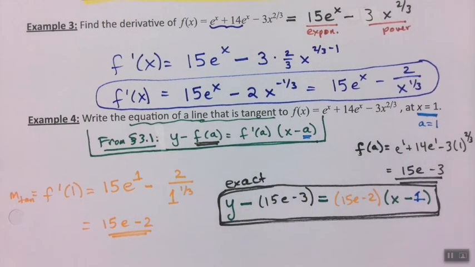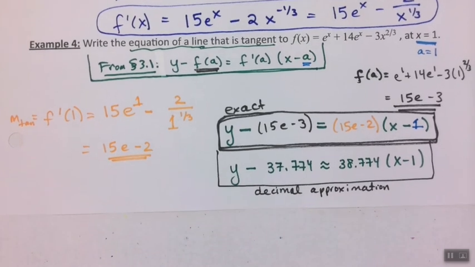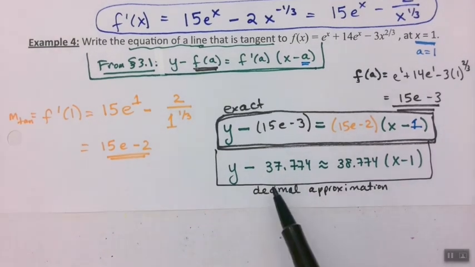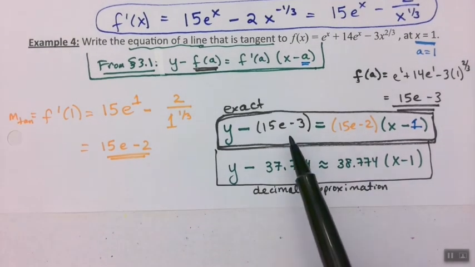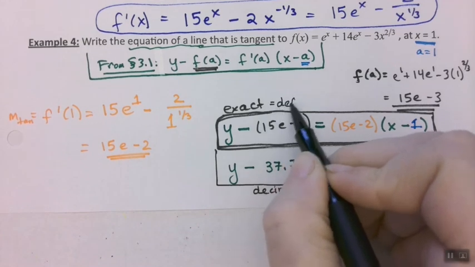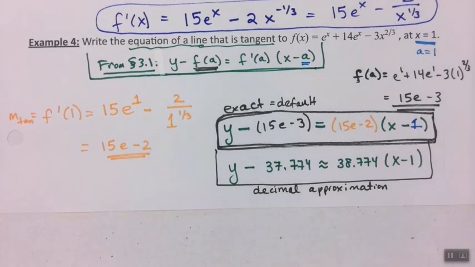Now we could simplify it a little bit. We could distribute our negative and FOIL this out and kind of deal with this, but we don't have to. Nobody said. And now if we wanted to do decimals, we could. So I could find what 15e is in a calculator, and 15e minus 3 and 15e minus 2. And when I do that, I get a decimal approximation. So this would be the decimal approximation. This would be exact. Of course, exact is our default. So we assume in calculus that we're being asked for exact answers unless we're specifically told otherwise, or quite frankly, unless it's a story problem or physics problem, because usually in physics problems we allow for decimals.